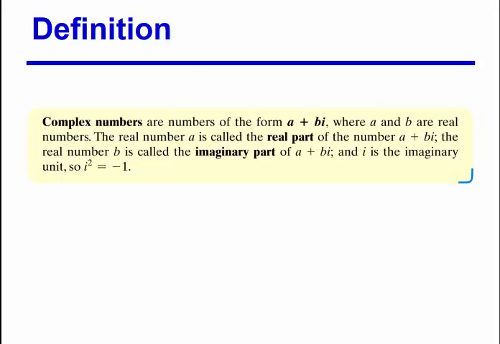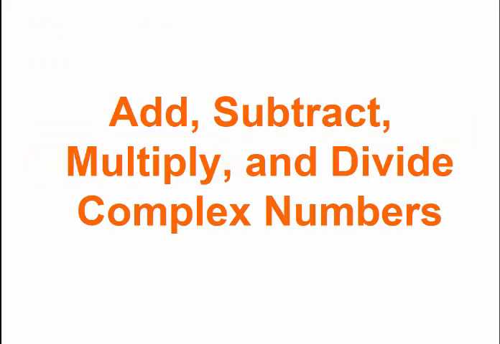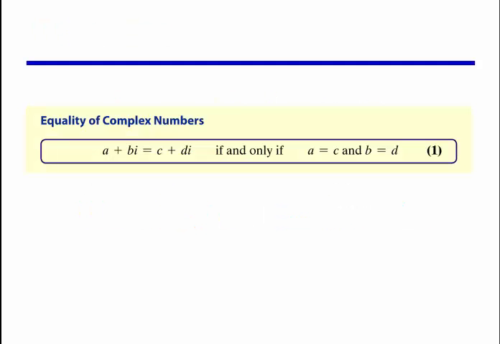Now, complex numbers are numbers that are in the form of a plus bi, where a and b are real numbers. The real number a is called the real part of the number, and then b is called the imaginary part of the number a plus bi, where i, of course, is the imaginary unit, and i squared equals -1. So let's go ahead and add, subtract, multiply, and divide complex numbers.